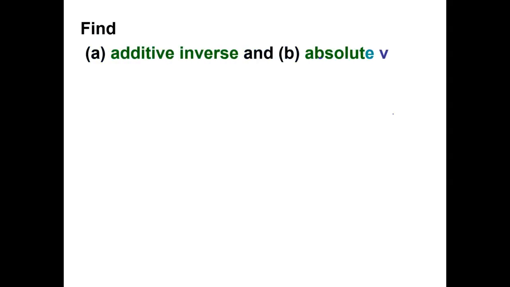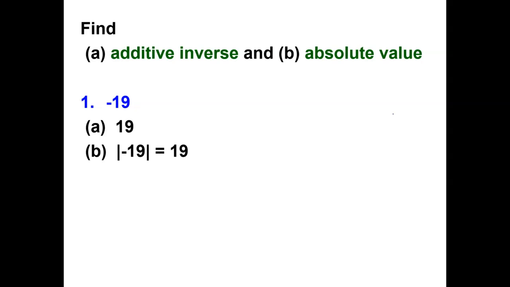Now let's find the additive inverse, which means the opposite, and also we'll find the absolute value for the same number. Let's look at the first example. Negative 19. I'm asking you to find the additive inverse, meaning the opposite, and then we'll also find the absolute value. The opposite of negative 19 is positive 19, and the absolute value of negative 19, the distance between 0 and negative 19, also equals positive 19.